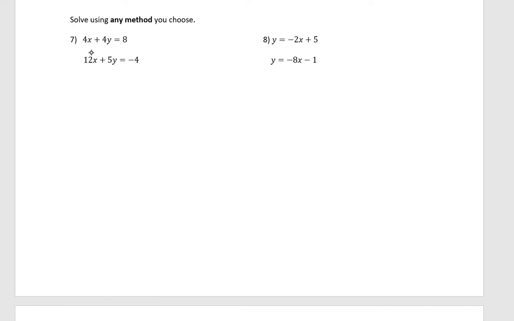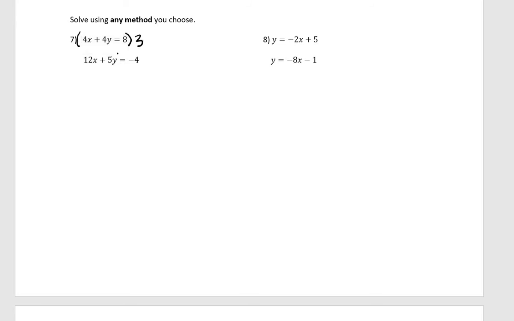Looking at the top equation, there's actually a couple methods that will be easy. I could rearrange this fairly quickly by solving for x or y, and then use substitution by plugging that into x or y in this equation. But what I'm going to do instead is, one thing I noticed is that 4 goes into 12. So what I could do is multiply this top equation by 3.